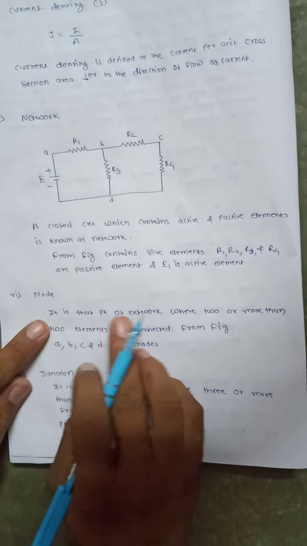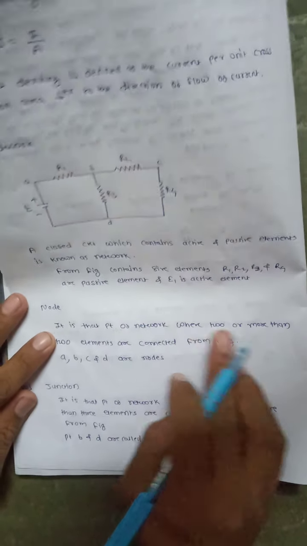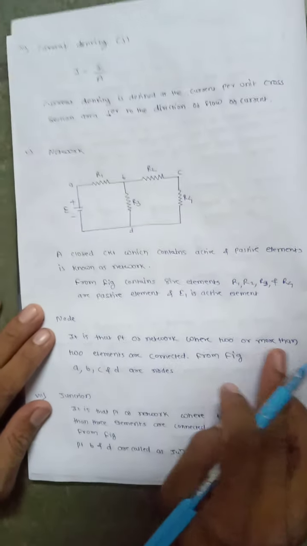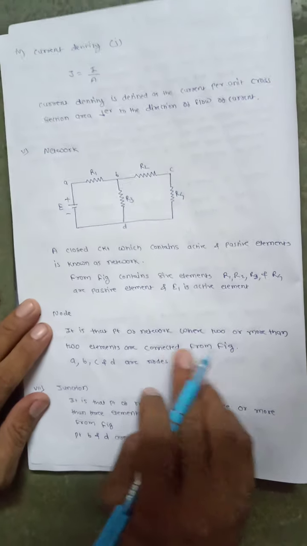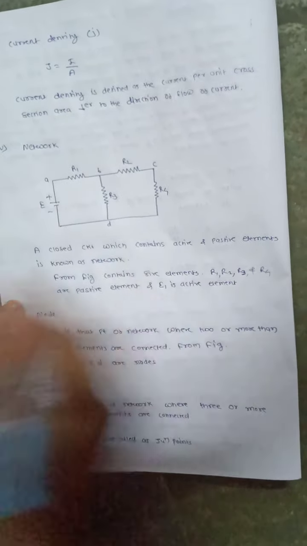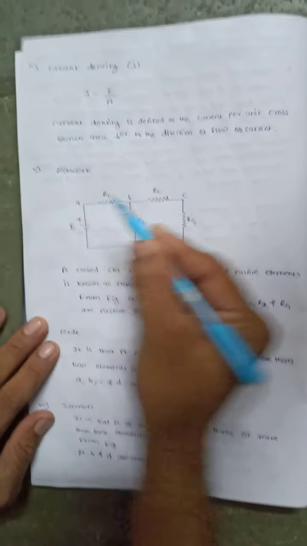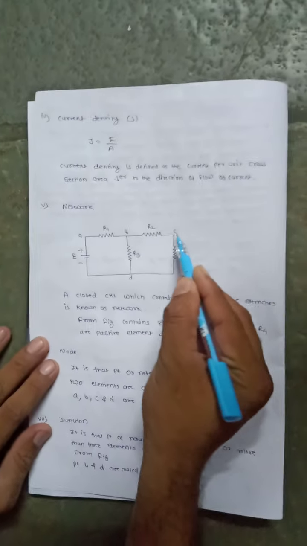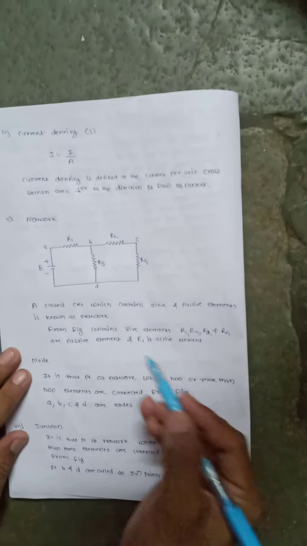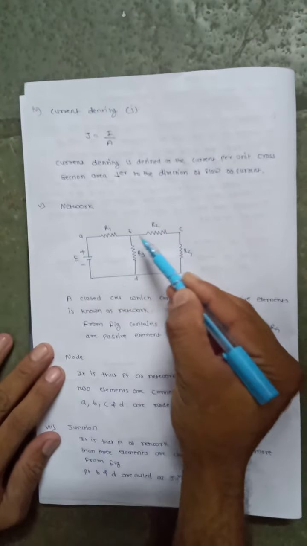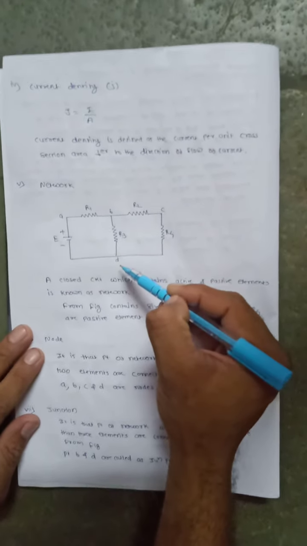Okay, the next point we discuss is node. It is the point of a network where two or more elements are connected together. From this figure, point A, point B, point C and point D are the nodes.